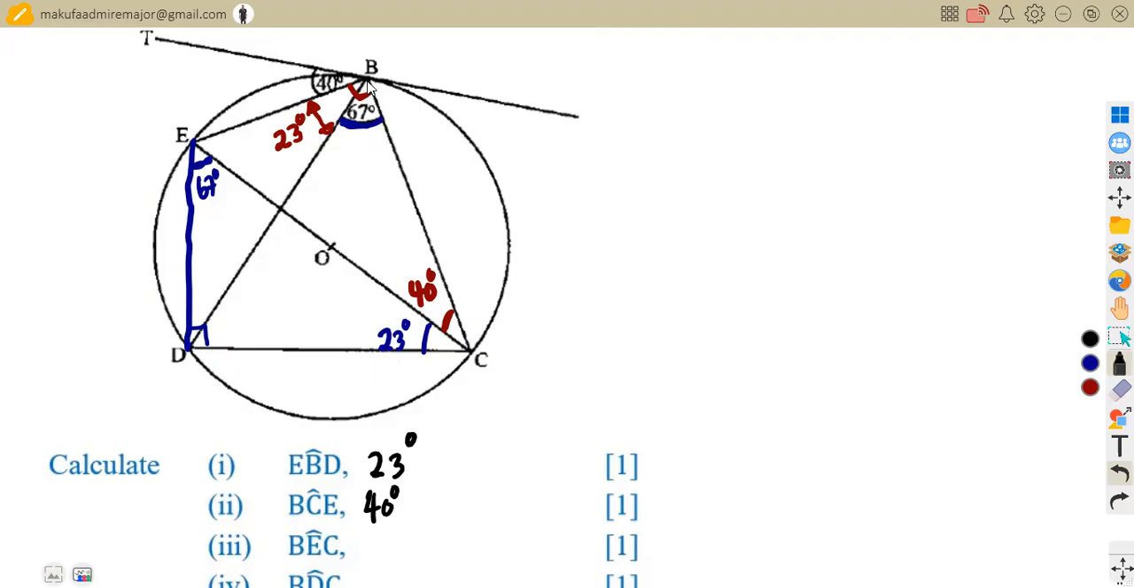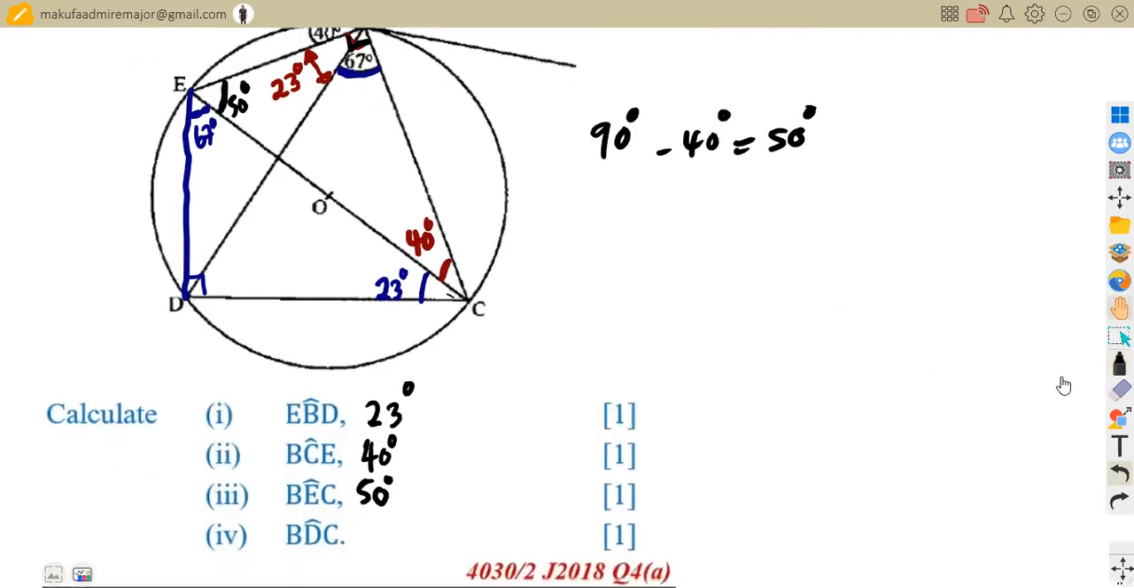BEC, that is B to E to C. We want this angle that is remaining here. How are we going to find this? Remember, we're talking about angles in a triangle, and this is a right-angled triangle. There's a 90 degrees here, so it means these two angles must add up to 90. So you're simply subtracting 90 minus 40 degrees, which is going to be 50 degrees. So this angle here is going to be 50 degrees. All right, that's 50 degrees. Then the other angle is BDC.